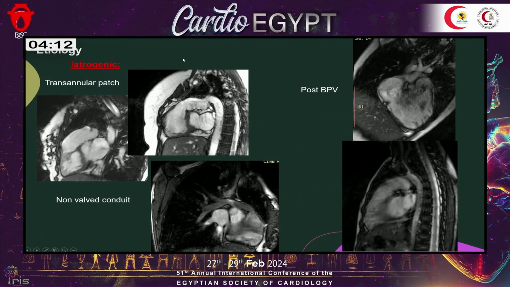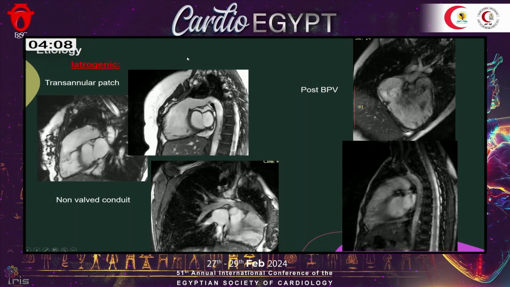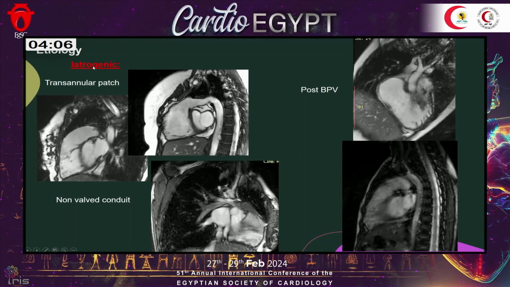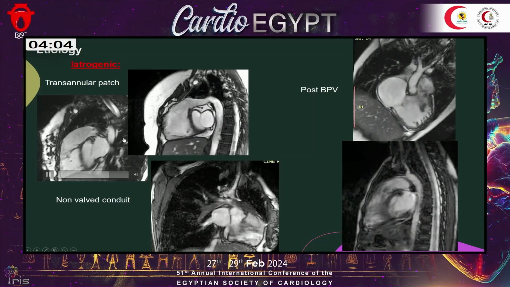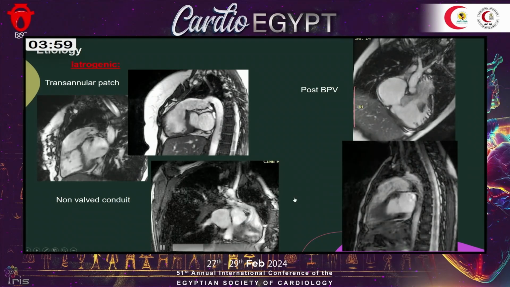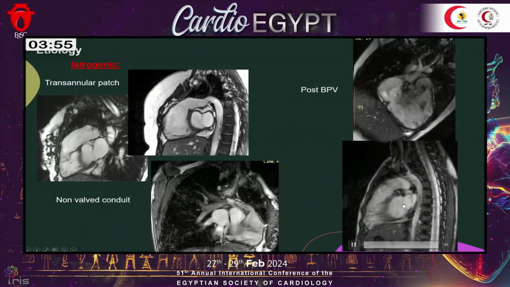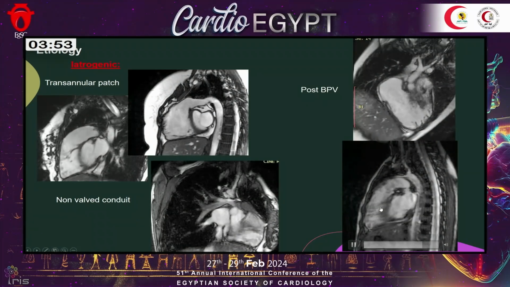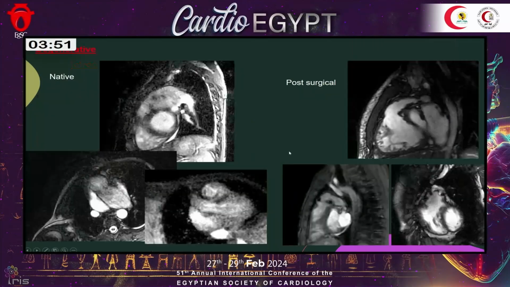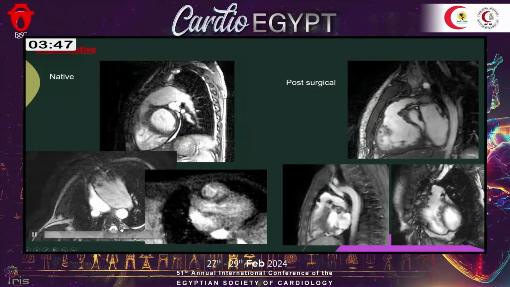Second point to assess in pulmonary regurgitation: the etiology. Whether it is iatrogenic, in cases with the transannular patch, or a non-valved conduit, or post-balloon pulmonary valvuloplasty with malcoapting pulmonary leaflets, or degenerative of a native pulmonary valve, like this case.